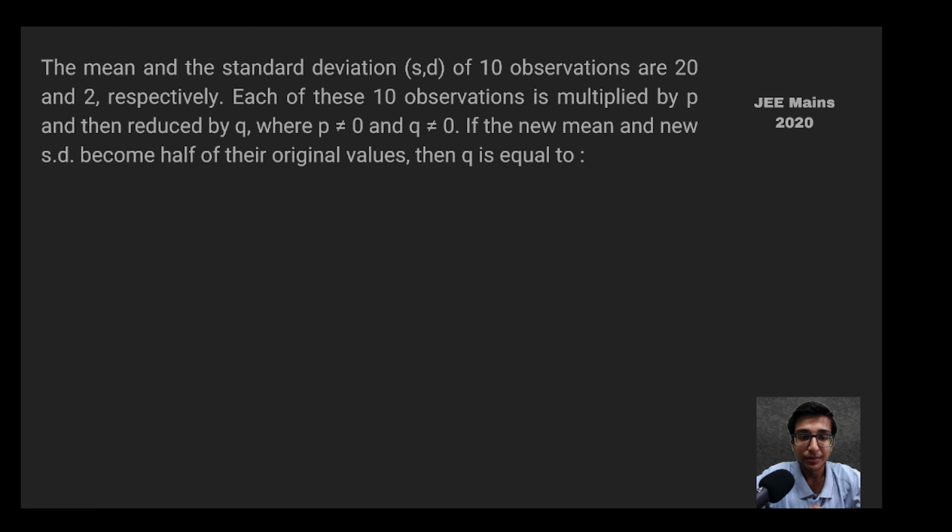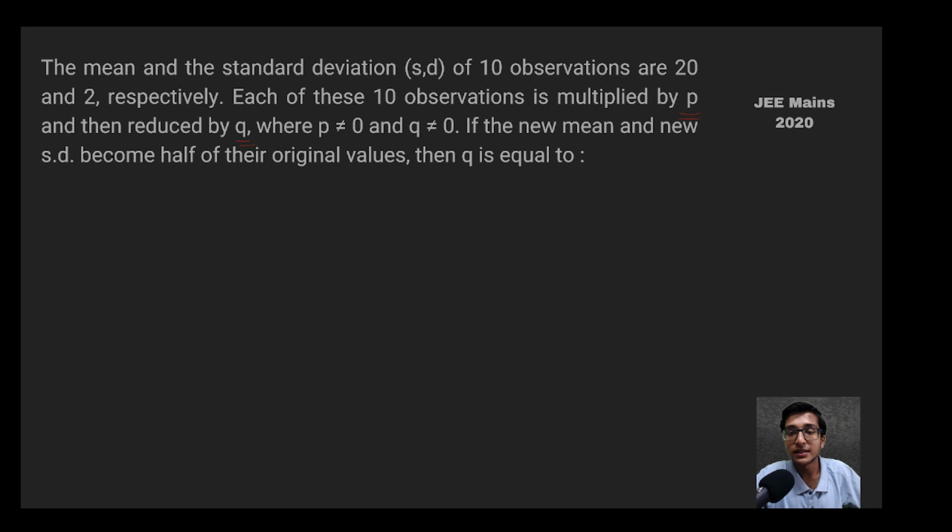This was asked in JEE Mains 2020, and by the look of this question you can understand that this is from the shortcut table that I had just taught you. The mean and standard deviation of 10 observations are 20 and 2 respectively. Each of these 10 observations is multiplied by p. So you see that the constant term getting multiplied to each and every term here is p, and then reduced by q. That means each term is getting reduced by q as well. If the new mean and new standard deviation become half of their original values, then q is equal to.